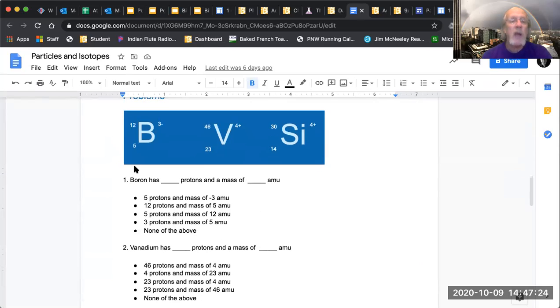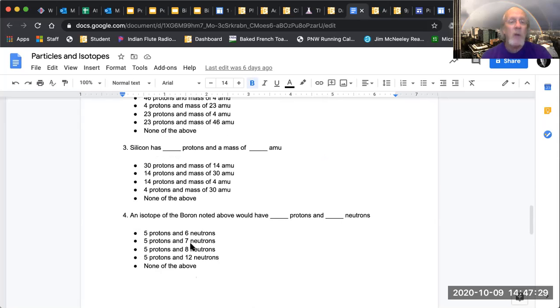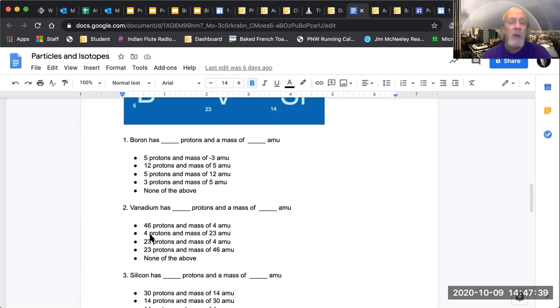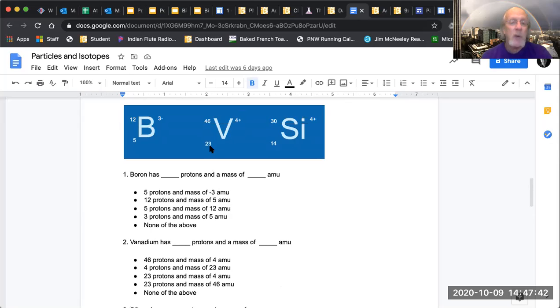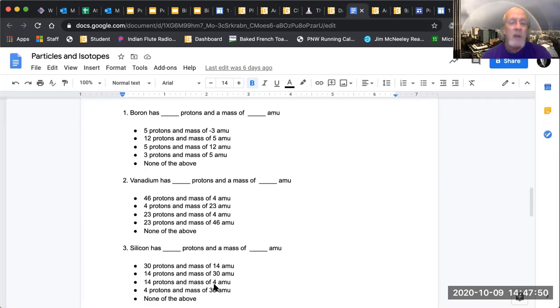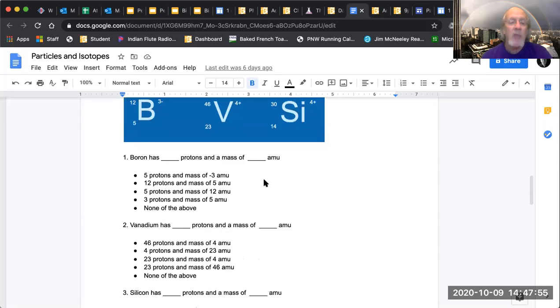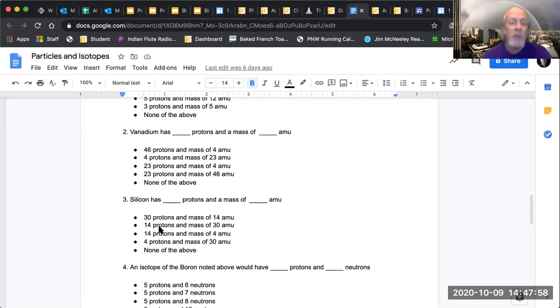So now I've given you 3 isotope notations, and I want you to figure out which is which. So boron, this one, always has 5 protons and a mass of 12. So 5 protons and a mass of 12, that's the third one. Vanadium has 23 protons and a mass of 46. So that's this one, 23 protons and a mass of 46. Silicon, again, protons here, mass up here, so 14 and 30. So 14 and 30, that's the second one, 14 protons, mass of 30.